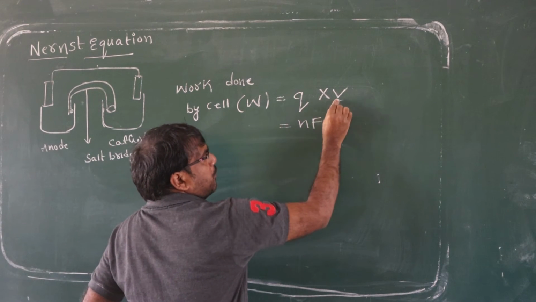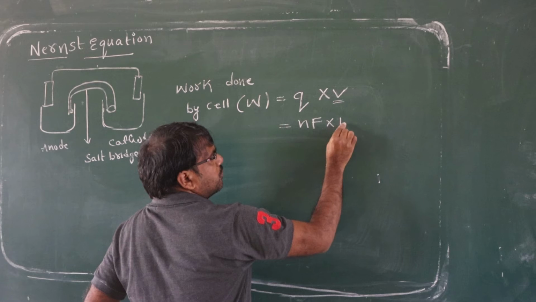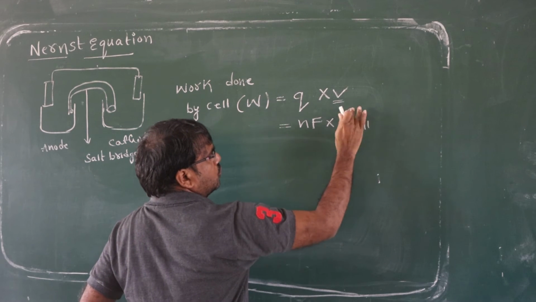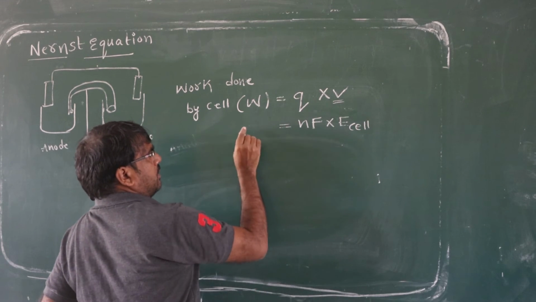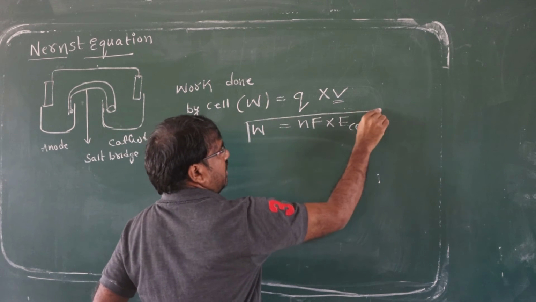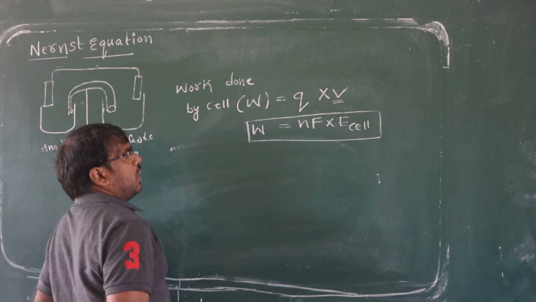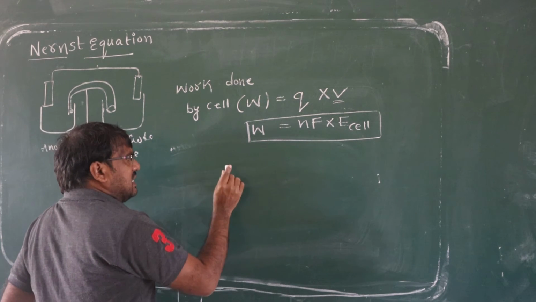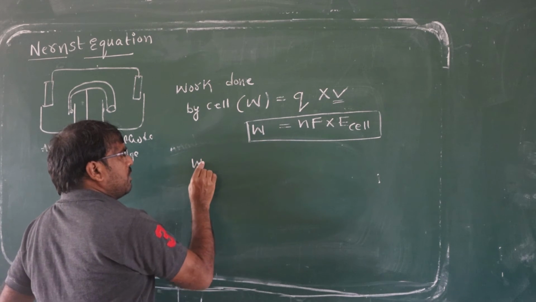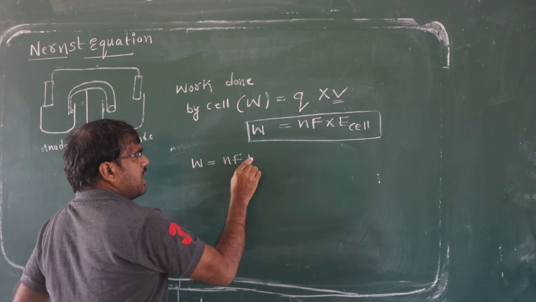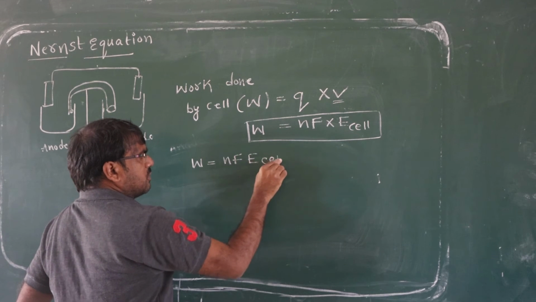Next, V is the potential difference. In place of potential difference, we can substitute E naught cell. So W is equal to what? We have the formula, you know. W is equal to nF E cell. Work done by the cell is equal to nF E cell. This is the formula.